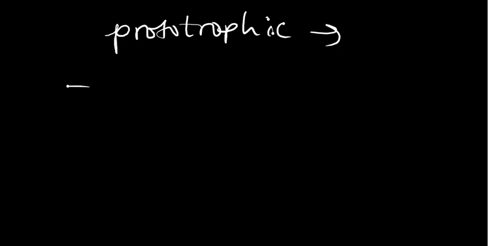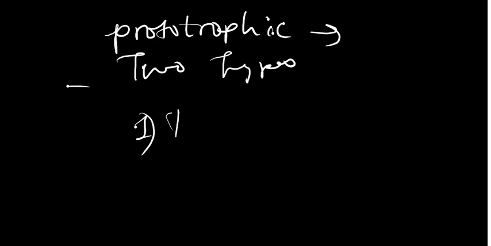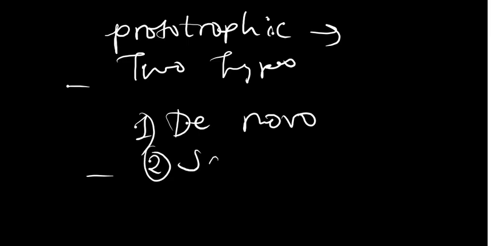However, there are two types of pathways. The first one we call de novo synthesis. The other one we call the salvage pathway. These are the pathways that are used to make pyrimidines.